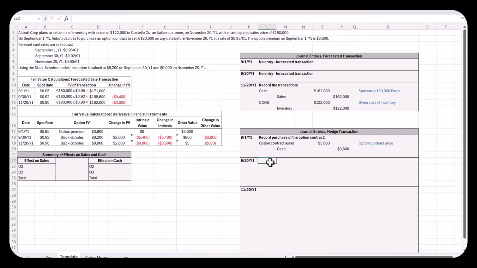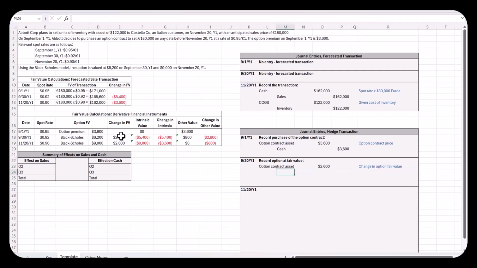Then, if we fast forward to September 30th, we're going to have to mark that option contract to its market value. So we're going to record the option at fair value. If you look over at the calculations we did just a moment ago, the option fair value based on the Black-Scholes output was 6,200, which is an increase in the fair value of the option contract of 2,600. So we are going to debit option contract, mark to market, by increasing it by 2,600. So I'm going to set that equal to the change in the fair value of the option contract. And to summarize, that's the change in the option fair value.